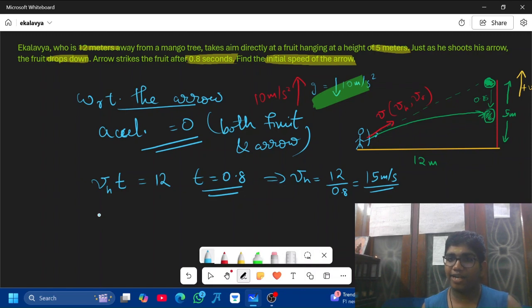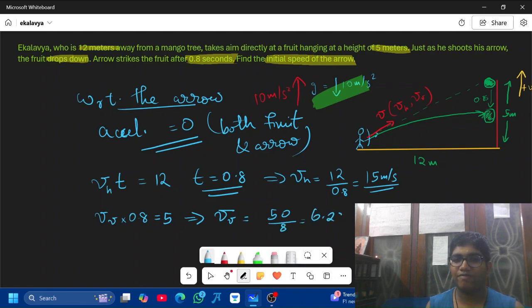Now again, for the vertical motion, you need not include acceleration, Galileo's second equation of motion, nothing is there. Simply v vertical into the same 0.8 seconds should be the distance covered, which will be equal to 5 meters, because we are assuming Ekalavya doesn't have any height. So from the ground, 5 meters above is the mango, which is not falling. Therefore the arrow must cover 5 meters in 0.8 seconds with the velocity v vertical. Therefore we get directly v vertical equals 50 by 8, which is 6.25. Again, exactly the same answer we got in the earlier method.